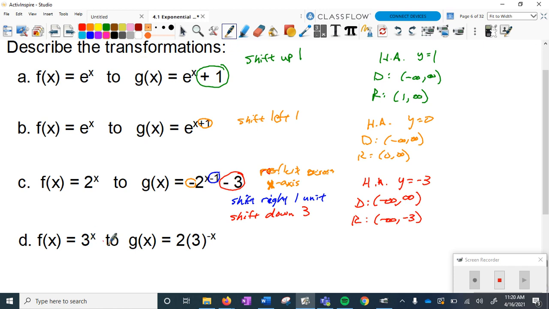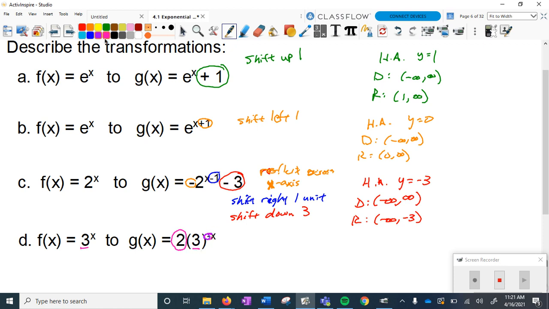Okay, changes now. Now I've got a times 2 happening in front of that. The 2 doesn't have the exponent, so the base is still 3. The 3 still has the exponent on it, so that's still the base. We're not changing the base. Okay, and now the x has a negative.